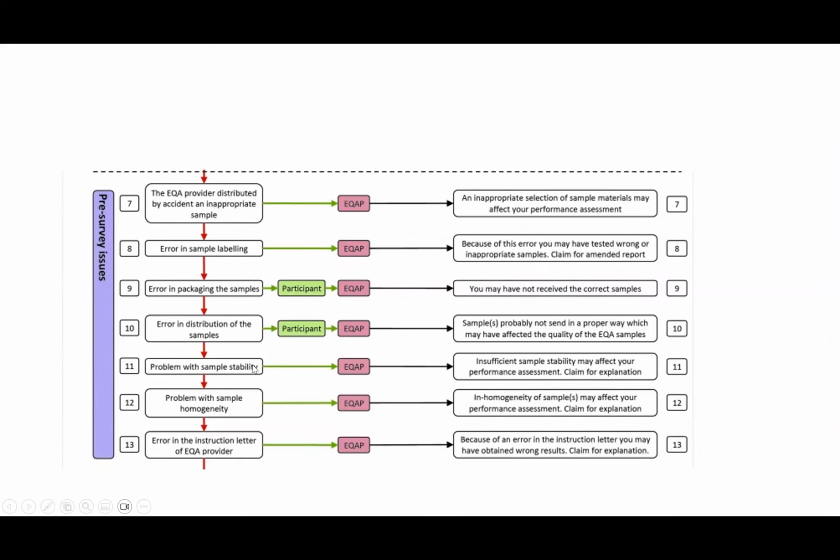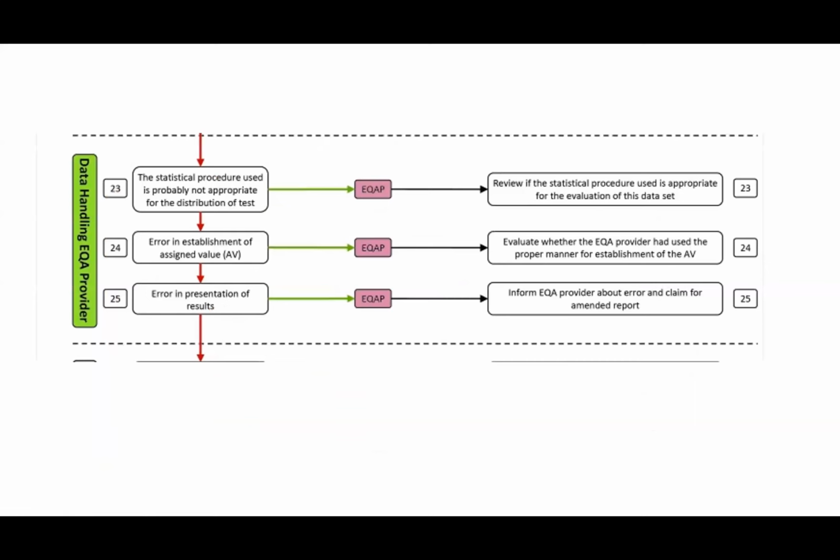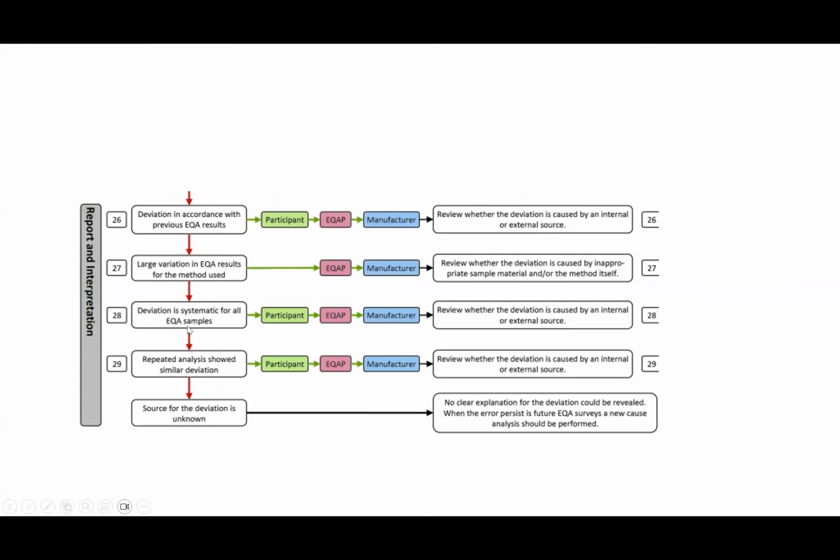So there are other areas that we could consider. How did we handle the sample when it came? Was it just left on the side and not noticed, and then not dealt with correctly and promptly? Was it reconstituted properly? So that's another area you can look at. And then how did the EQA provider handle the data? And this is something we talked about. So error in establishing the assigned value. Are we happy with the target value that the EQA provider has used? Should they have used a different value as the target? And then how did we interpret the results?